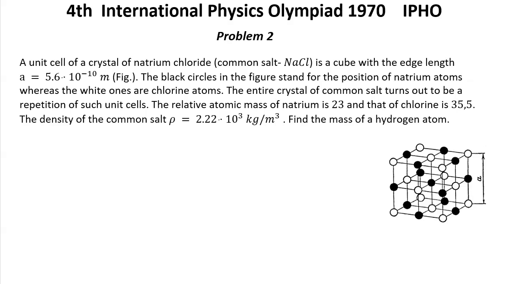The relative atomic mass of natrium is 23, and that of chloride is 35.5. The density of the common salt, ρ, is 2.22 multiplied by 10 power 3 kg per cubic meter. Find the mass of a hydrogen atom.